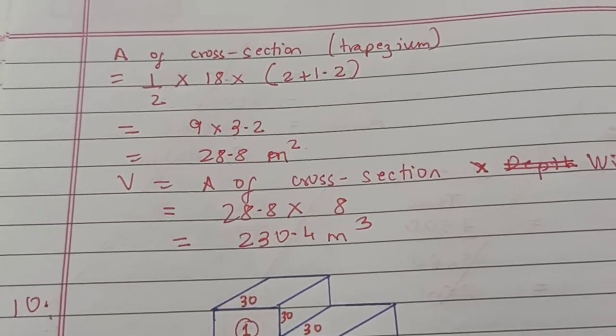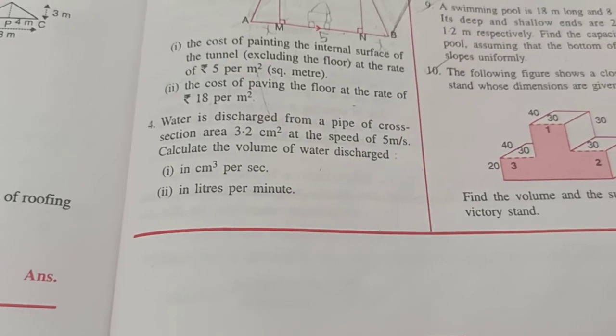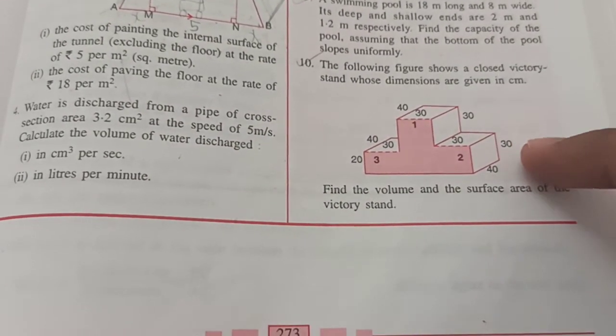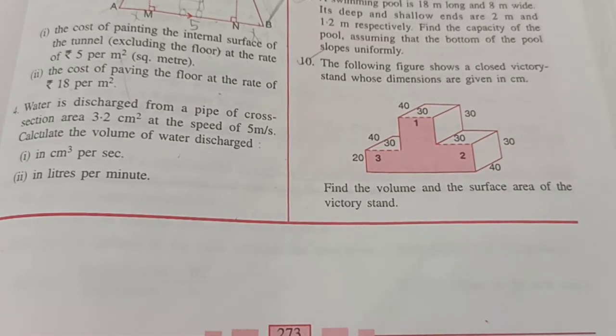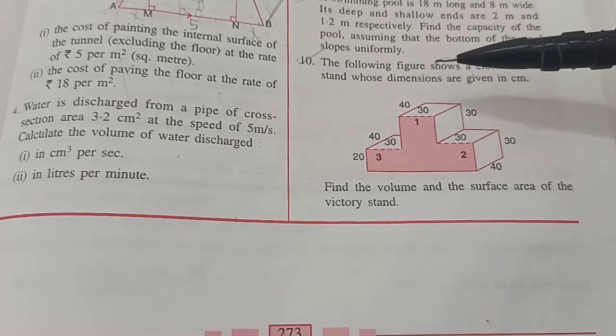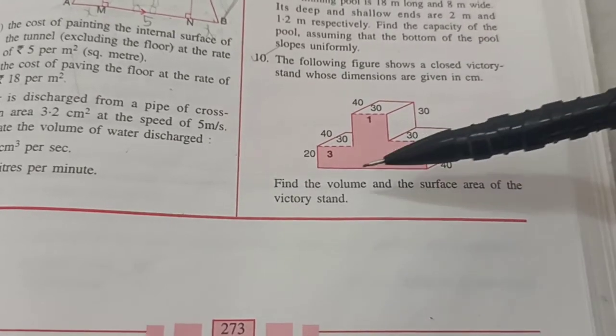Next, the 10th sum. The 10th sum is quite challenging. This is a podium. Gold medalist, silver medalist, and the bronze medalist can stand on this, but we need to find its total surface area and its volume.